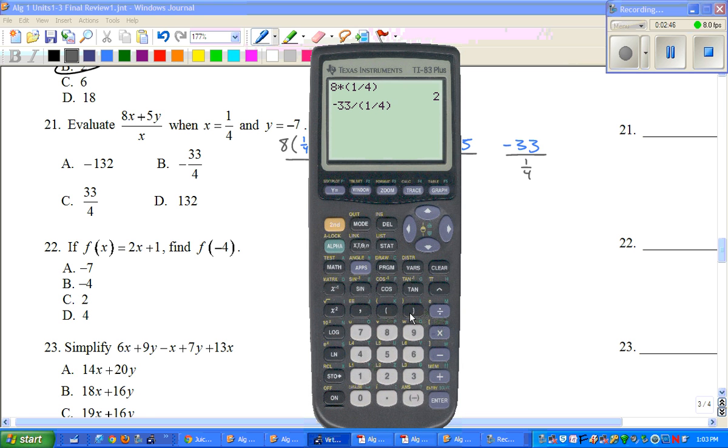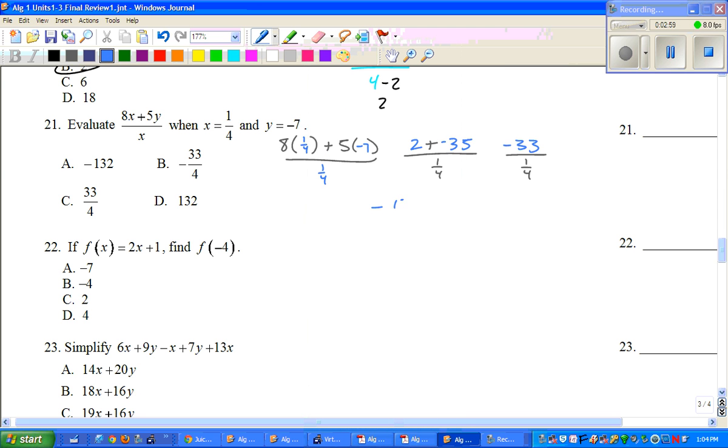Now my calculator might look a little bit different from yours, but this is how I have to plug it in. So it's negative 33 divided by 1/4. And you get negative 132. So negative 132, and hey, look at that. It's one of our answers.